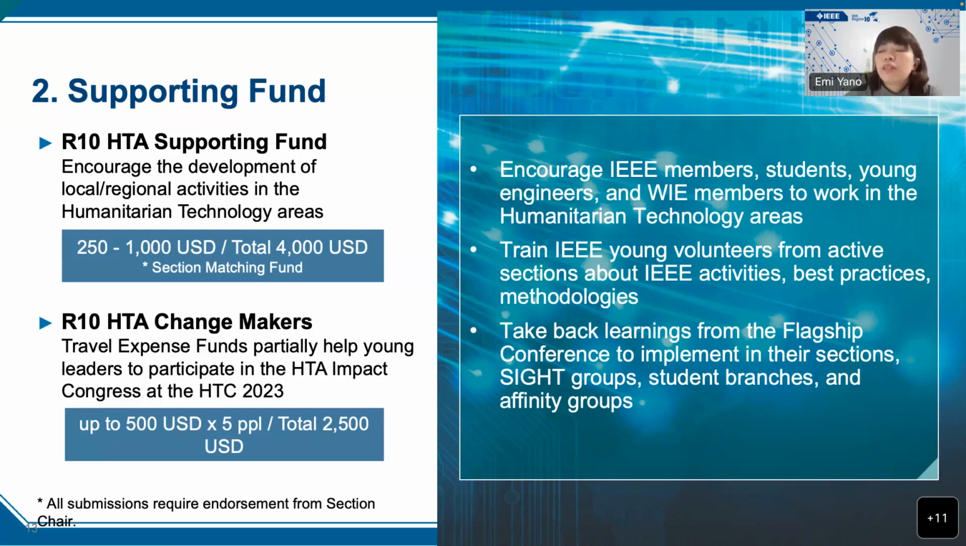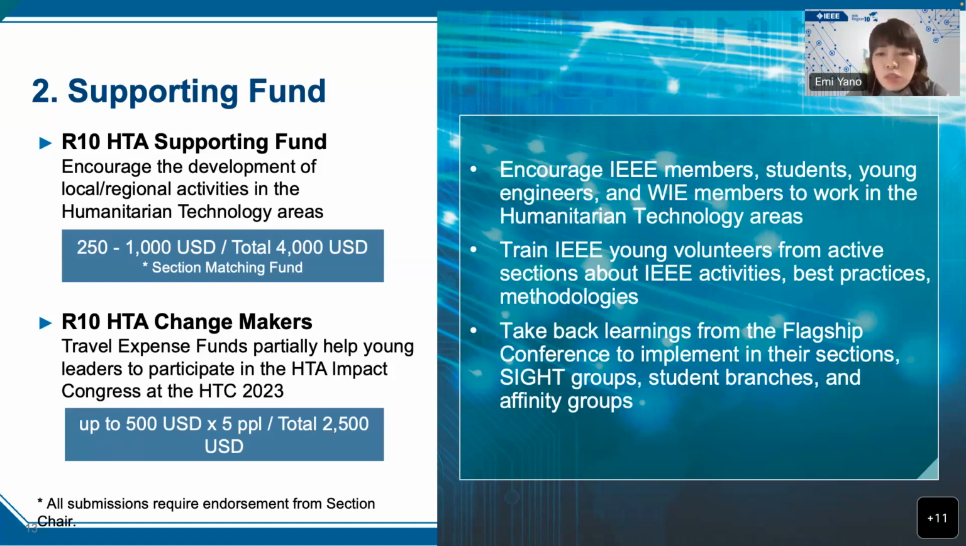So we will provide funding up to $1,000. Our total budget is $4,000. But this is a section matching fund. So if you are in a large section, the section needs to cover half, 50%, of the funding. So if you apply for $500, it means the section also supports $500. So please think and try to apply with your project to our Region 10 HTA supporting fund.